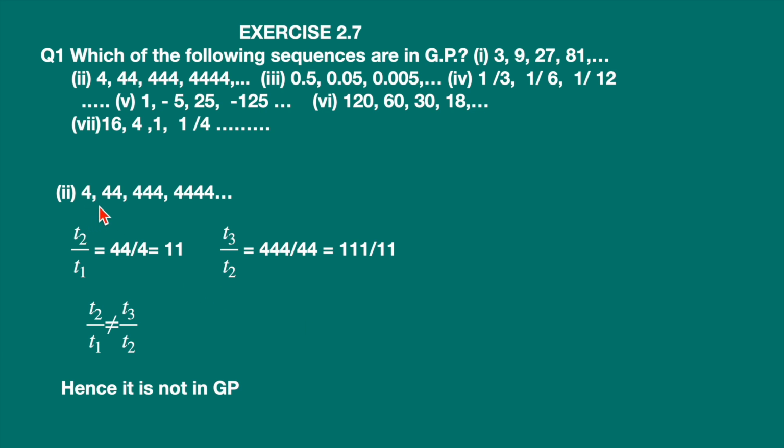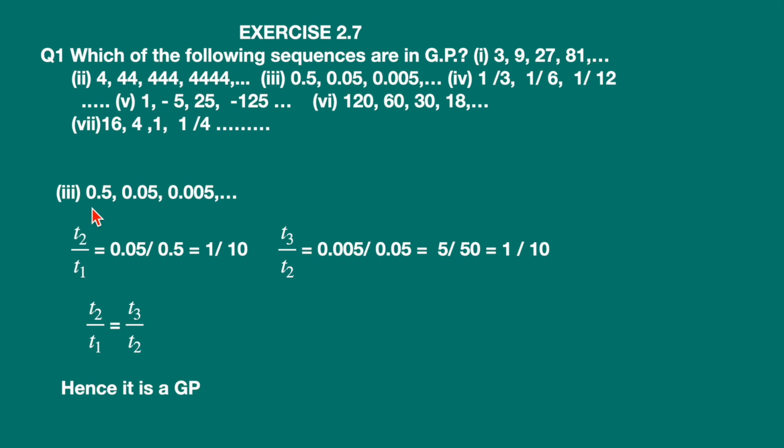Second sum. These are the terms of the sequence. Let us check. 44 divided by 4 is 11. 444 divided by 44 is 111 upon 11. This is not equal to 11. It will be 10 point some decimal. So here this ratio is not equal. Hence it is not a GP. Third sum. These are the terms. Let us write down. 0.05 divided by 0.5. It will be 1 upon 10. T2 upon T1. Let us check T3 upon T2. 0.005 divided by 0.05 will be 5 upon 50. That is equal to 1 upon 10. So these two ratios are equal. T2 upon T1 is equal to T3 upon T2. Hence it is a GP.